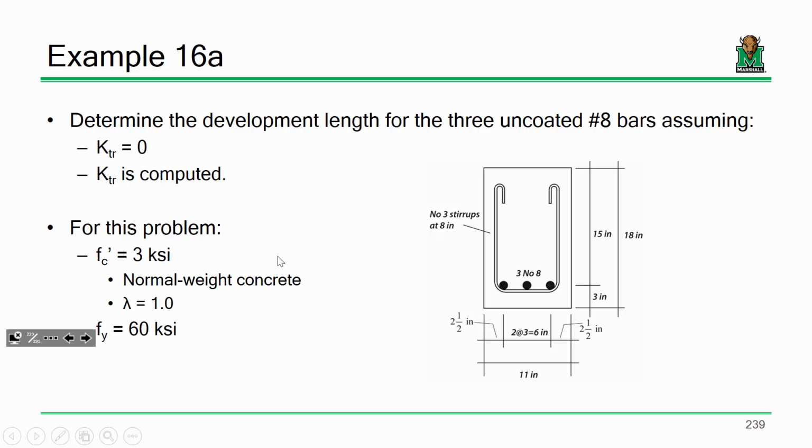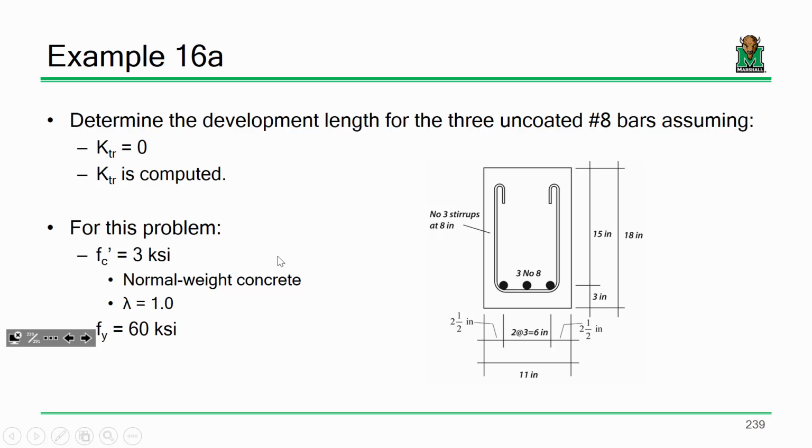All right. Now here's one thing to point out. Our bars are 2.5 inches from the side edges of the beam. They're 3 inches from the bottom edge of the beam, and they're 3 inches from each other. So that's going to be important when we determine our c sub b. Okay? Sound good? All right.